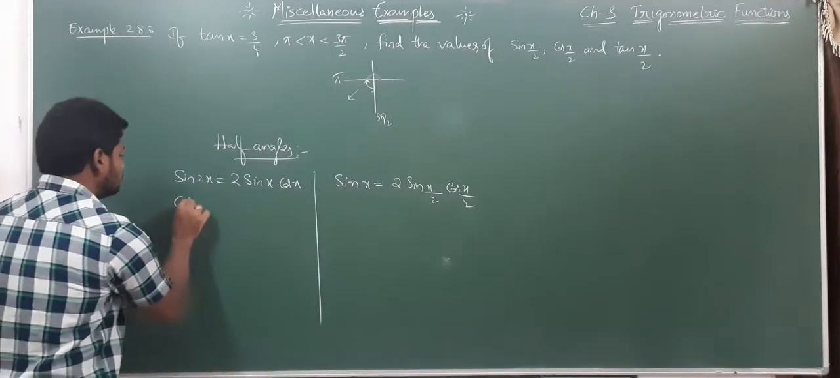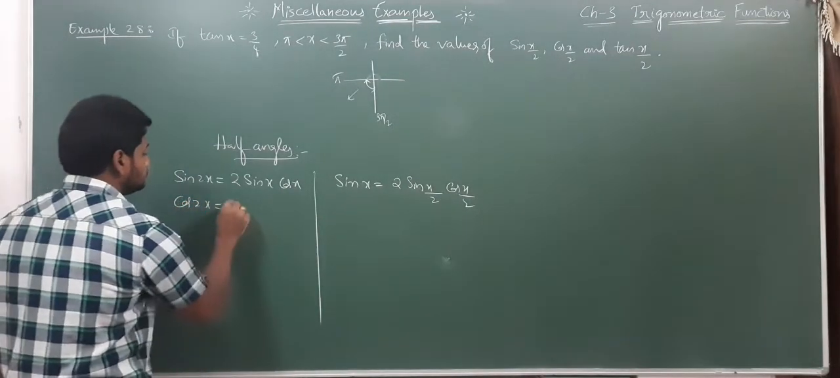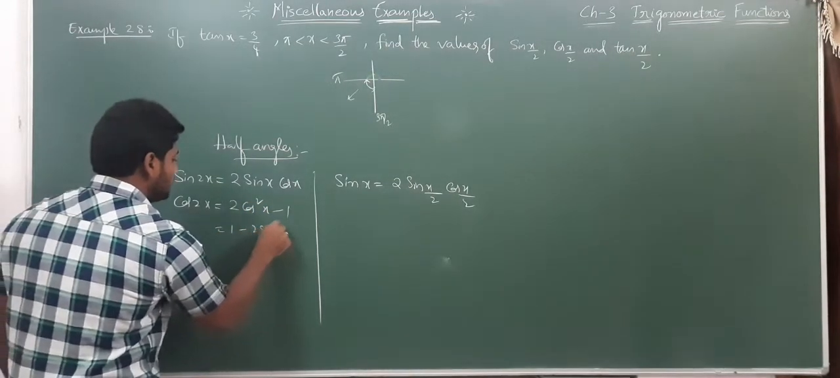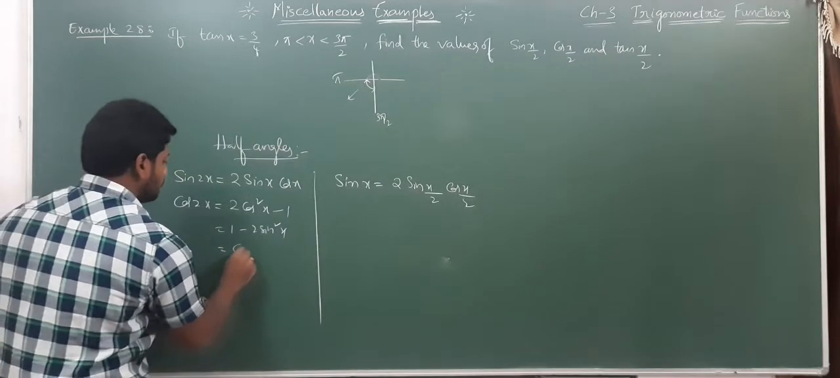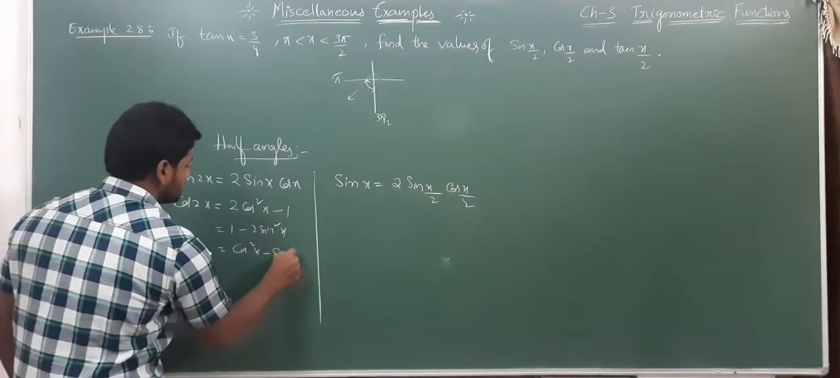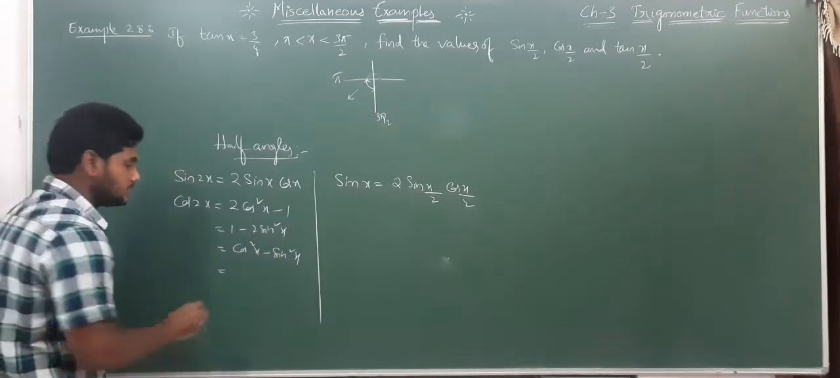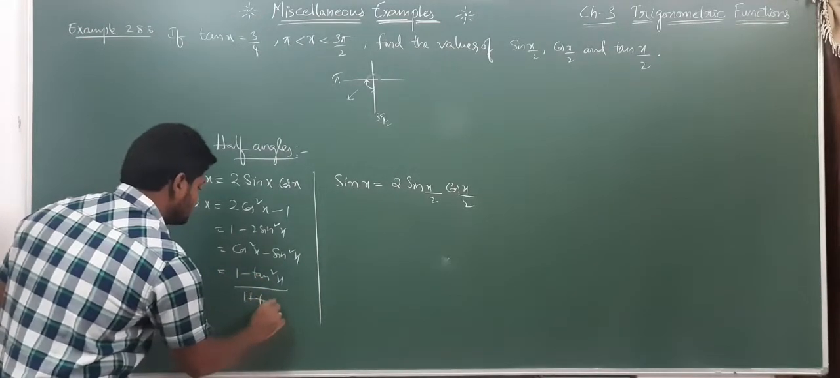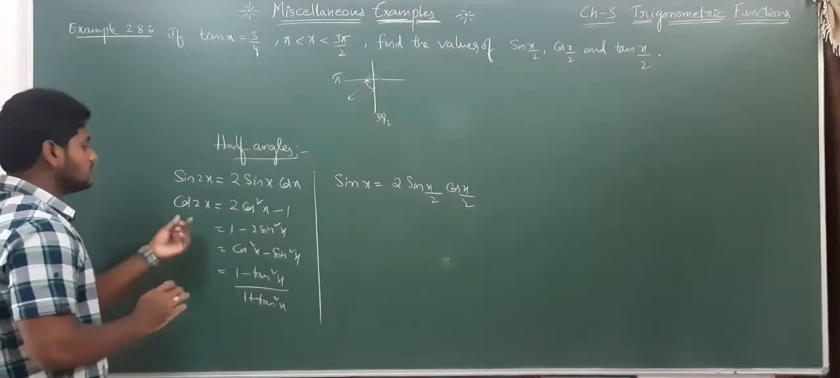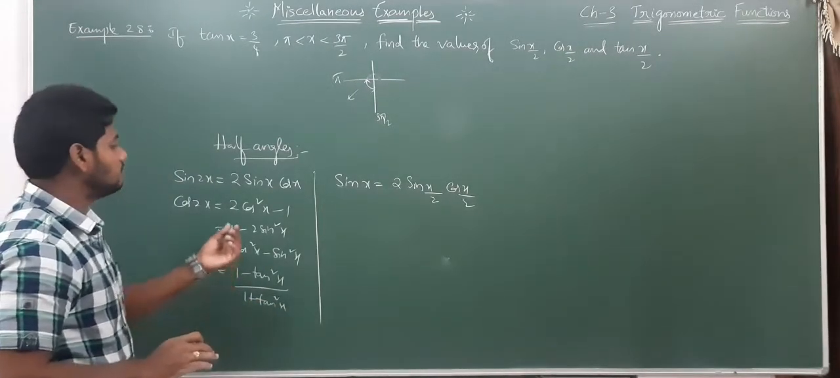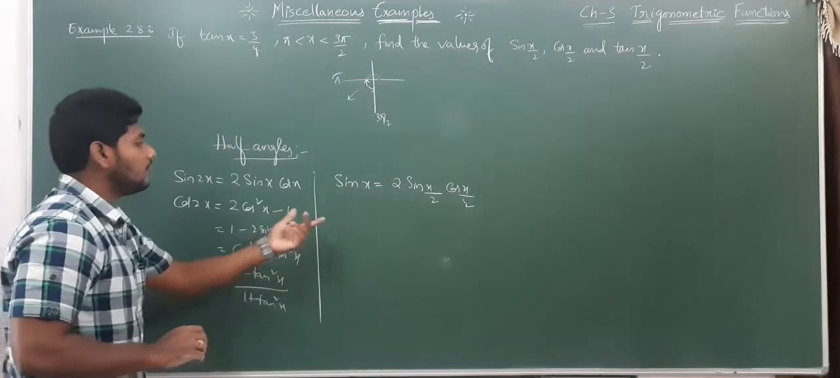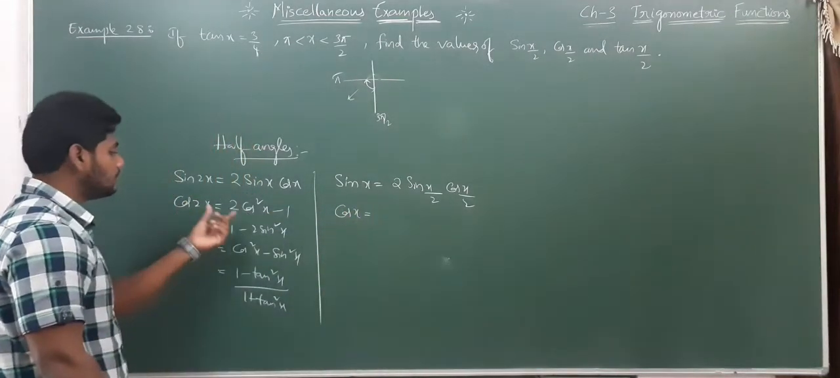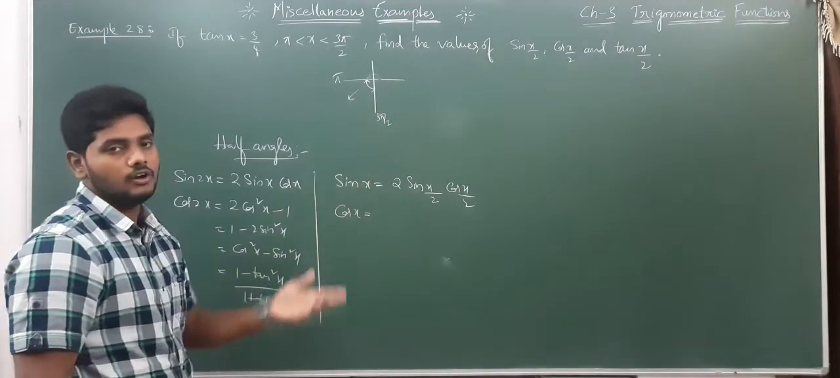Next, the cos 2x formulas we know. Cos 2x is equal to 2 cos square x minus 1, or 1 minus 2 sin square x, and also cos square x minus sin square x, and also we have 1 minus tan square x by 1 plus tan square x. Now, this is in terms of normal angles. When it comes to half angles, after remembering these formulas, then only you can remember these half angles.